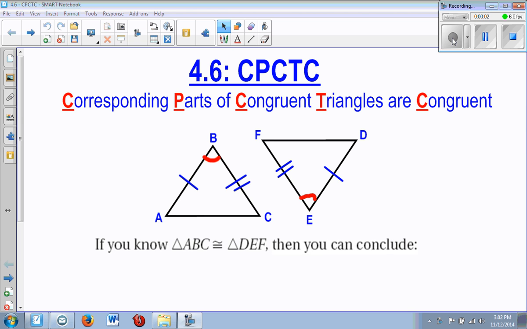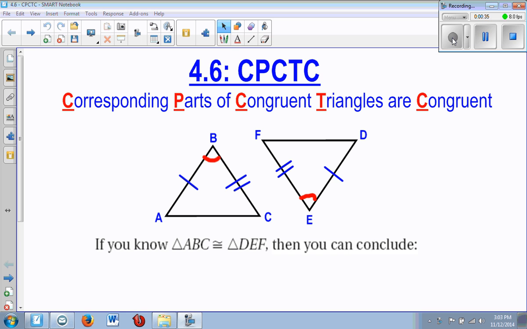Today's video is the last lesson of this unit, and it is called CPCTC. It's a lot of letters. What they stand for: this first C stands for corresponding, the P stands for parts, the next C stands for congruent, the T stands for triangles, and the last C also stands for congruent. So anytime you hear the letters CPCTC, what it stands for is corresponding parts of congruent triangles are congruent.